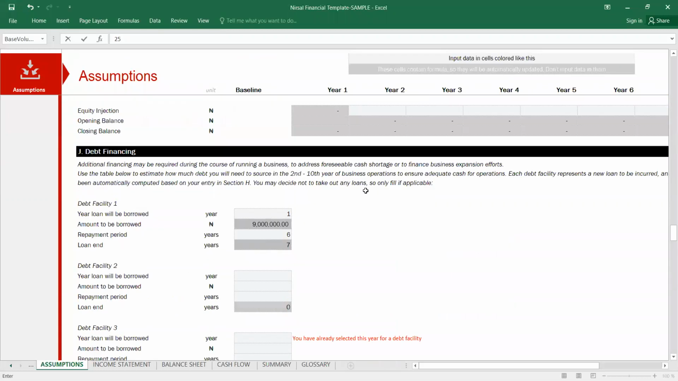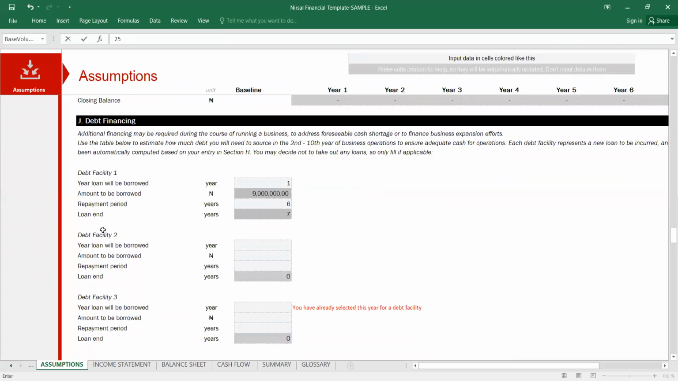Then after doing this, you now come to the debt financing. Your loan, you want to start it this year. This is year 1. In year 1, that's when the loan will be borrowed. Some people will say that they want that loan in year 3 or year 4, in year 2, not immediately. So you want it in year 1. And how much do you want to borrow? 9 million.